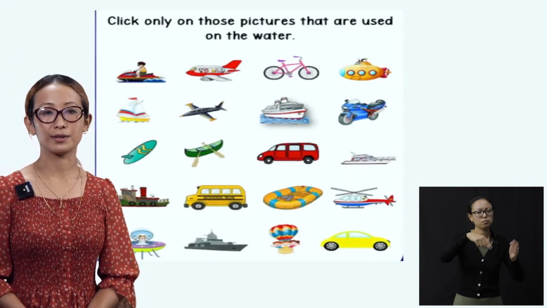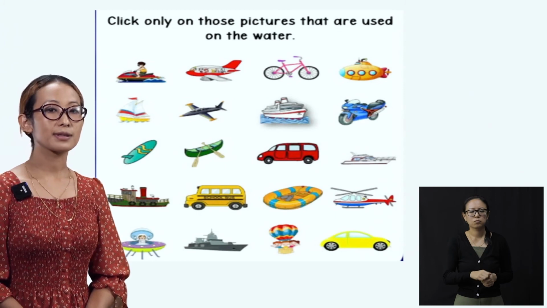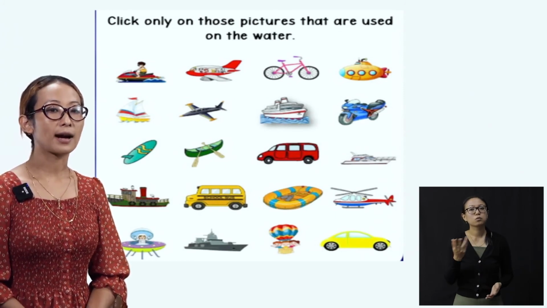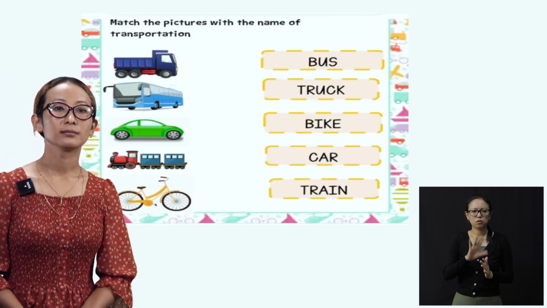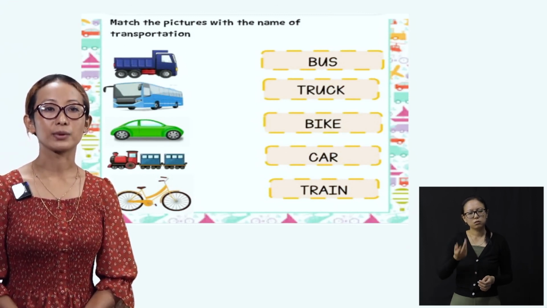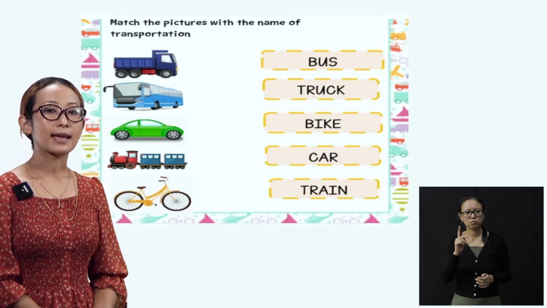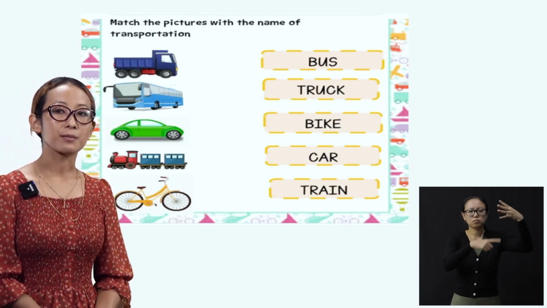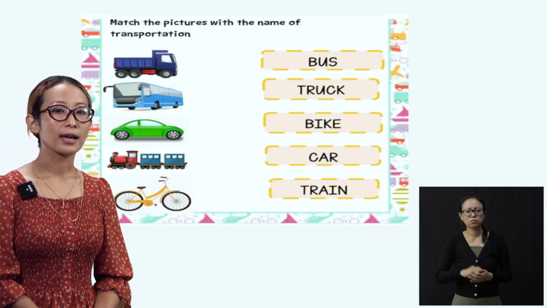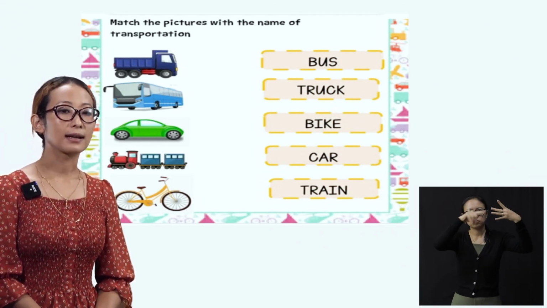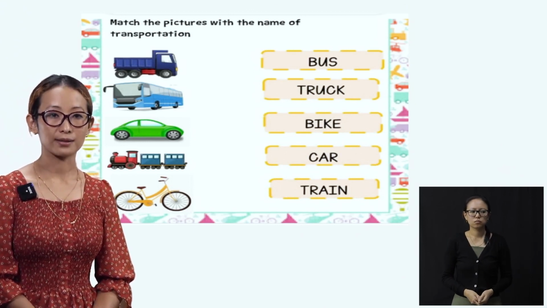I have another activity for you, where you have to choose the pictures of vehicles that are used in water. The vehicles that are used in water are the yacht, which you can see there, the ship and the boat. The next activity is that you have to match the pictures with the names of the transportation. In one row there are pictures of vehicles, and in another row there are the names of vehicles. The first one is a truck, yes or no? It's a truck. The next one is a bus, then a car, then a train, and the last one is a motorcycle or a motorbike, yes or no?